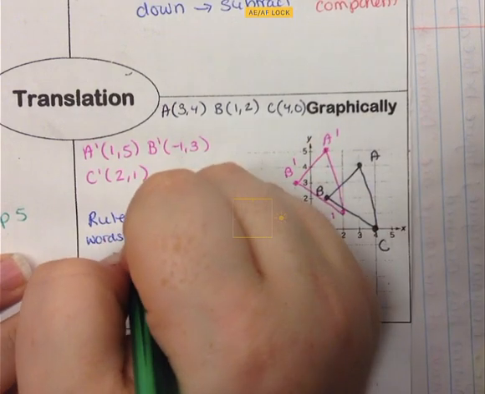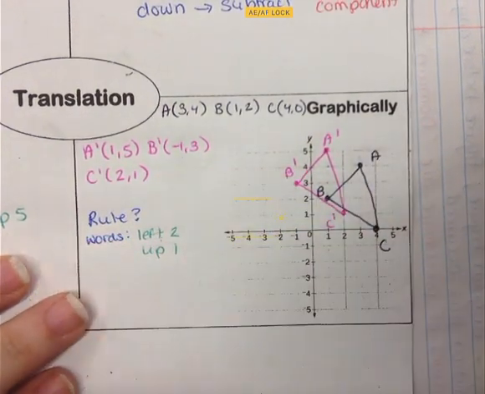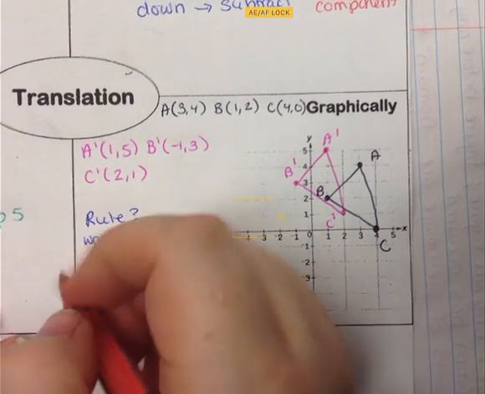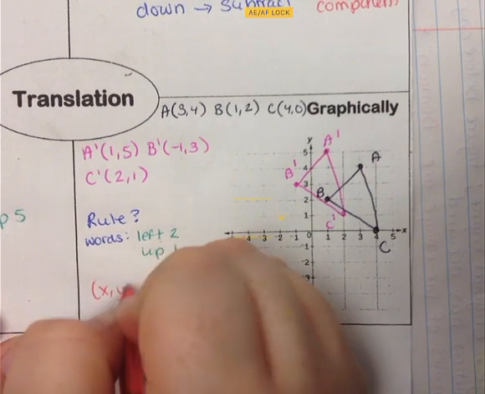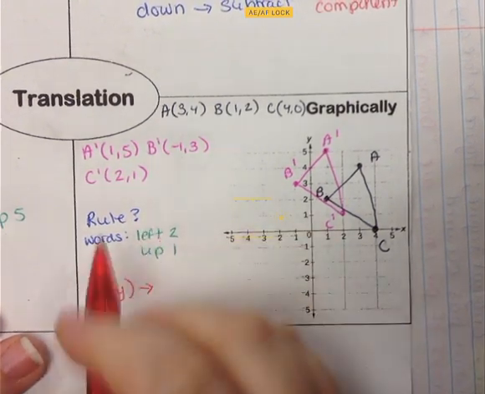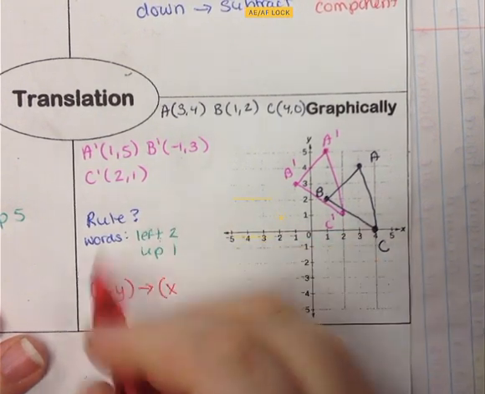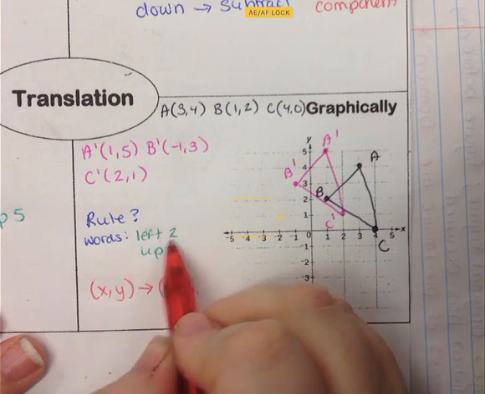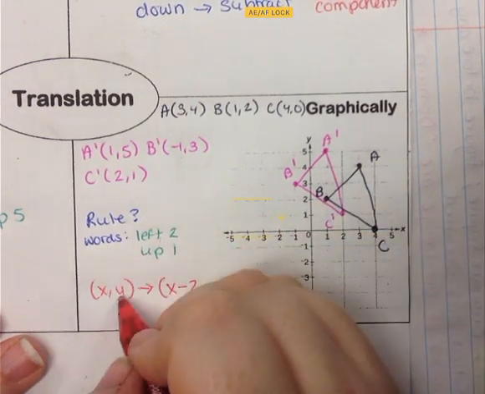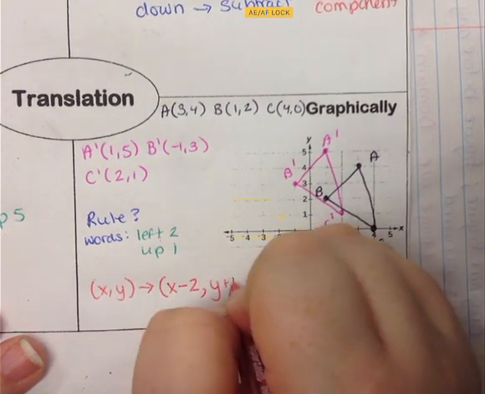So in words, we went left 2 and up 1. So that's in words. So the mapping rule would have the x, y from our pre-image coordinate map to... so what do we do to all the x's, what do we do to all the y's? For our x's, x's go left and right. We went left 2, so that's a subtraction of 2, comma. Our y's, we went up 1, so that's an addition of 1.